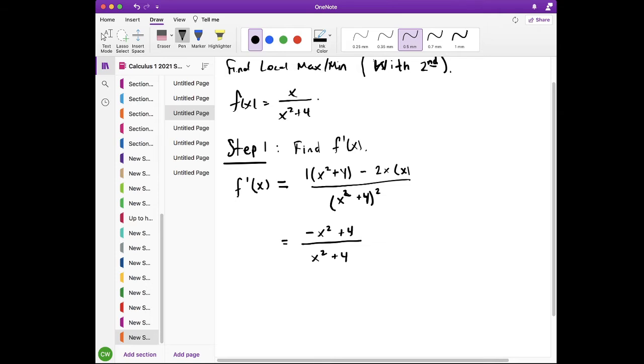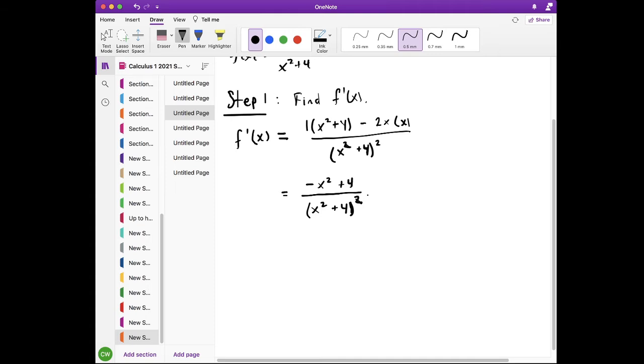Almost factorable, but not quite. Okay, well, can we factor this? Can we make this a little easier to look at? I'll give you a hint. I'll rewrite the numerator.